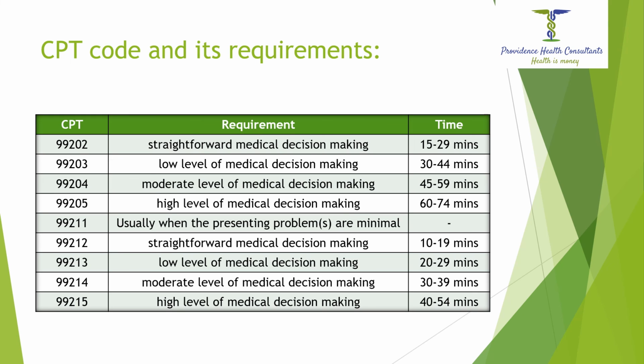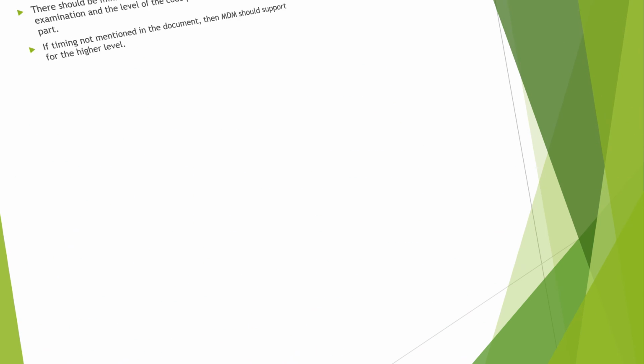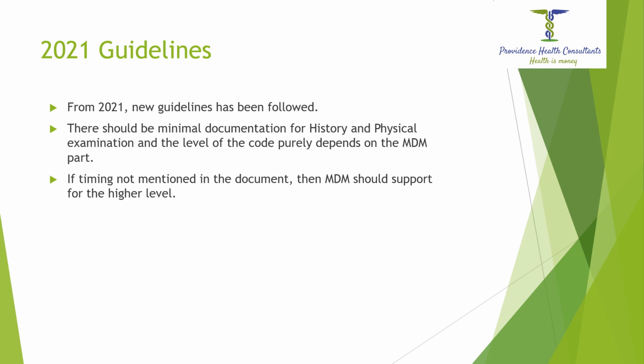So if we are not able to get that much, and if the provider spends much time with the patient, then we can go with time-based documentation. In that way we can bill higher levels of codes. So this is what I have explained. The new guidelines have been followed. There should be minimal documentation for history and physical examination, and the level of the code purely depends on the MDM part. So if we need to go for a higher level, either we need to document the MDM part stronger, or else we can go with time-based documentation.